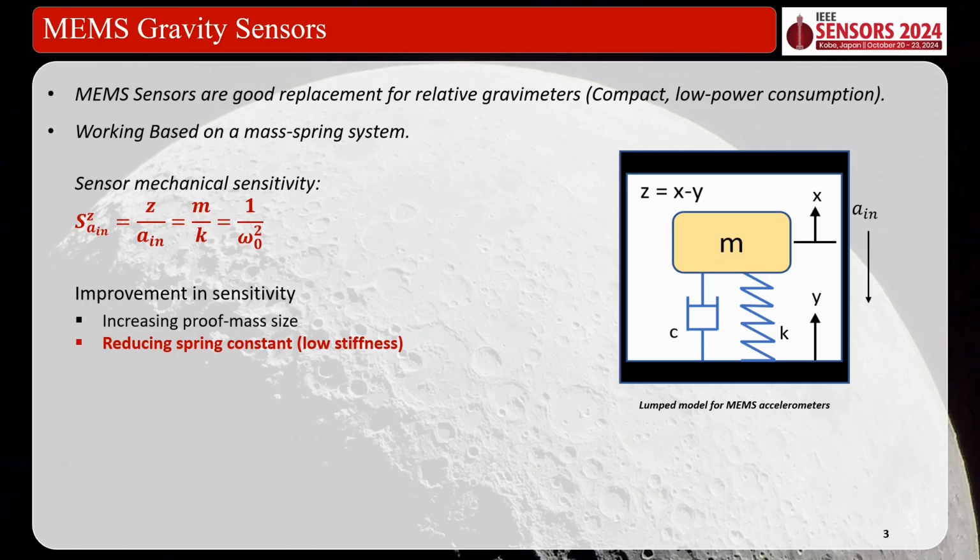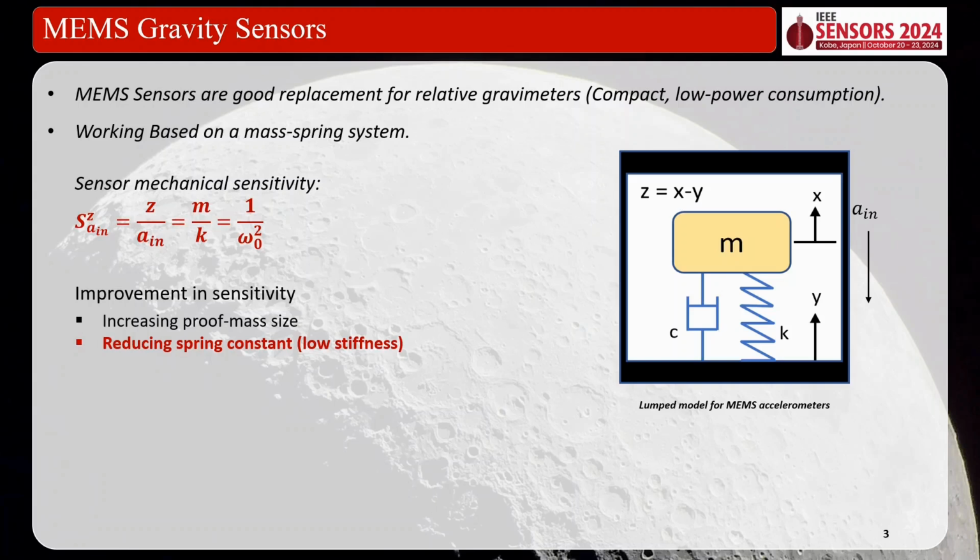Traditional gravimeters are bulky and expensive, and they can be replaced by MEMS sensors, especially for the relative gravimeters. MEMS gravimeters are very compact, they consume low power, and they take advantage of mass producibility.